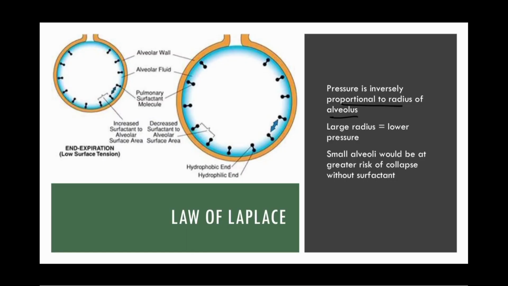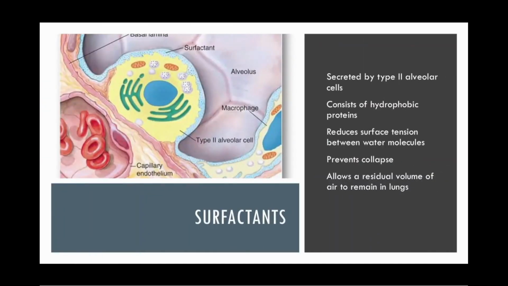Large radius, lower pressure. Small alveoli would be at greater risk of collapse without the surfactant there. So the surfactant keeps those little alveoli popped open, as well as that residual volume that you always have in your lungs. If you didn't have the surfactant, the pressure would be too great in those little alveoli and they would all collapse. So that's why surfactant is important.